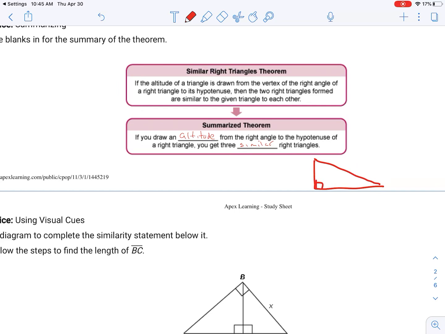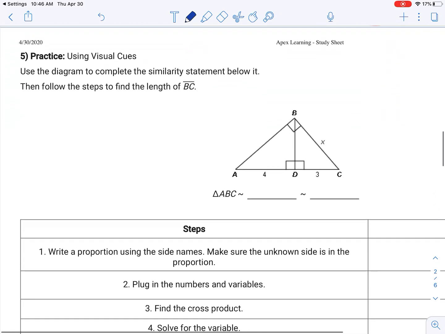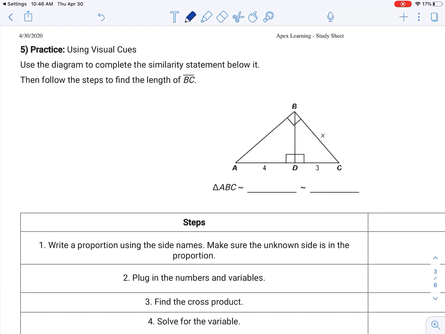So that situation is a right triangle. And if we draw an altitude from the right angle to the hypotenuse, so it leaves the right angle, an altitude makes a 90-degree angle with the opposite side. All 3 triangles are similar. So this little one, this bigger one, and then the whole thing. All 3 of them are the same shape. Okay. 5, use the diagram to complete the similarity statement below, and then follow the steps to find BC.